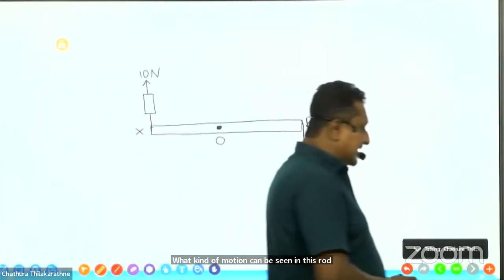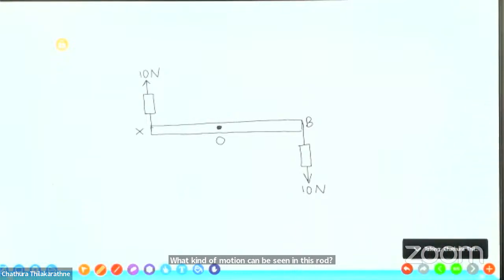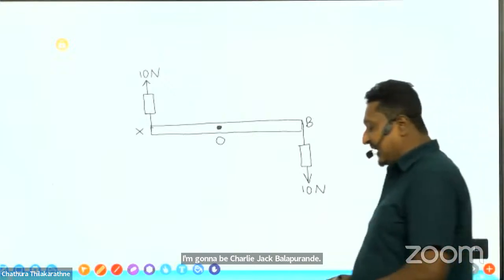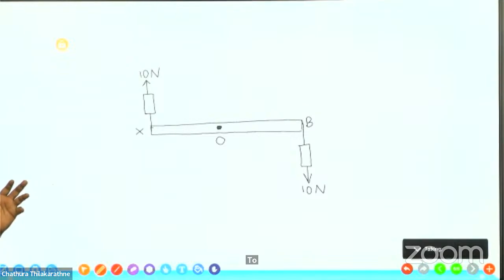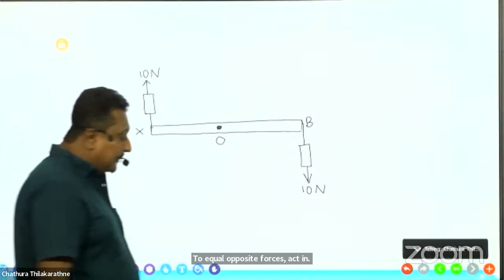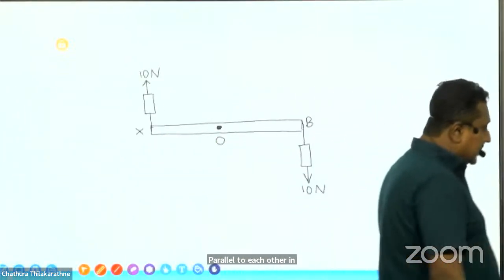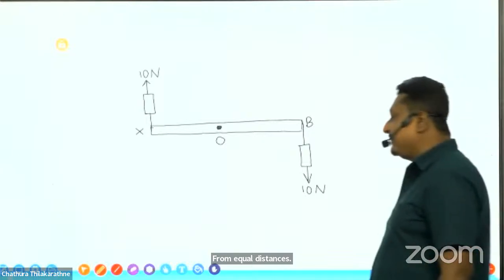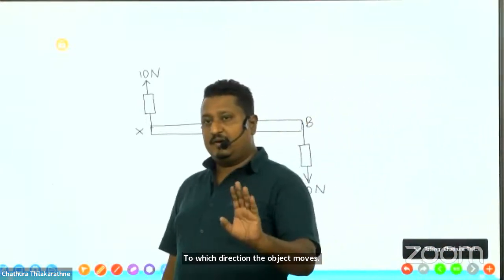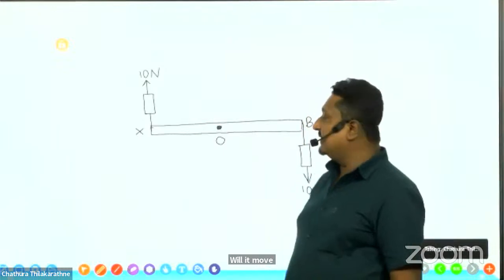Two equal opposite forces acting parallel to each other in opposite directions from equal distances. To which direction does the object move? Will it move forward or backwards or anything else?